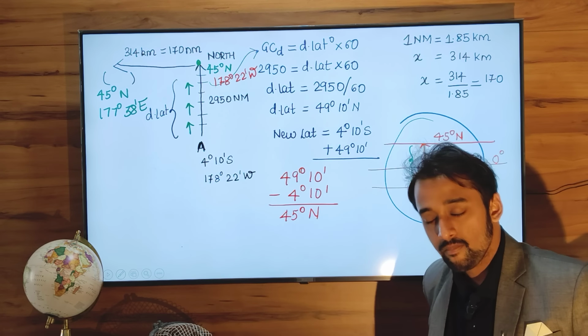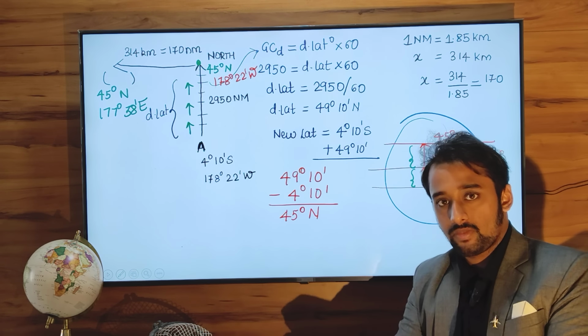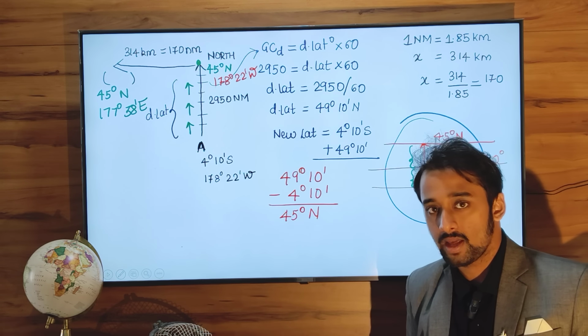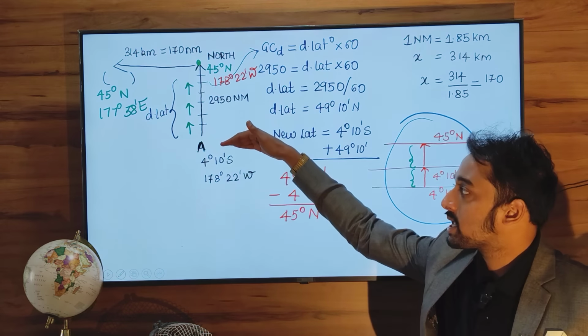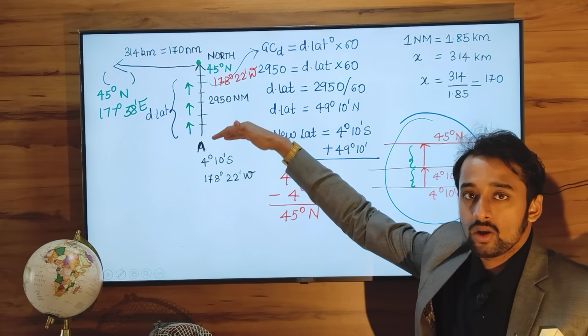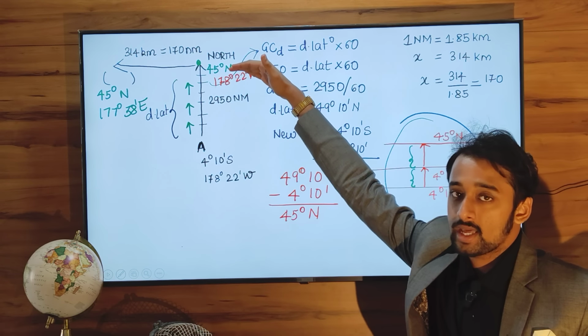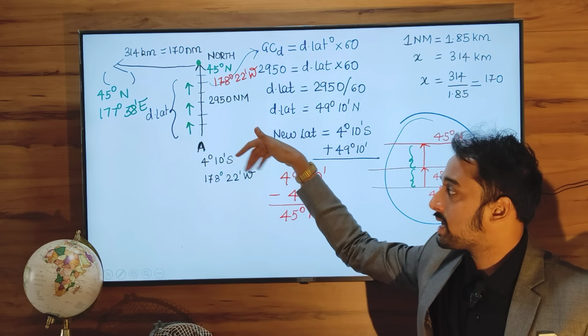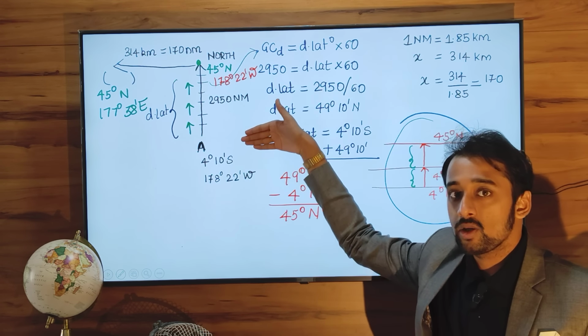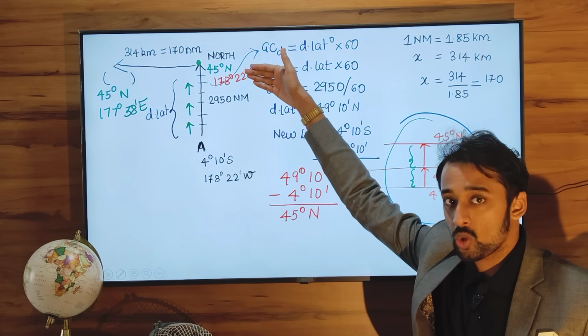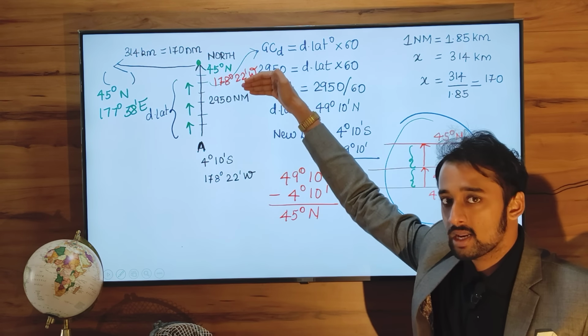So a quick recap: draw the diagram and then the basics. You should know the basics of great circle and rhumb line very nicely. Location A is at a latitude. When we go north, we cross many latitudes and arrive at a final latitude. That latitude will be more than the latitude of A, because when we go up on the earth towards the north pole, latitudes go on increasing.